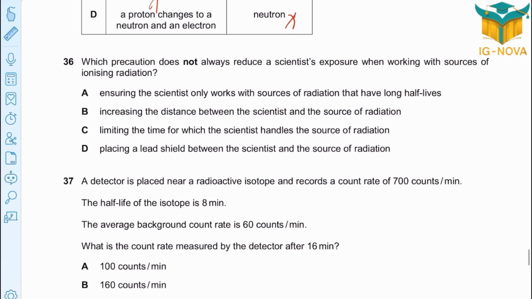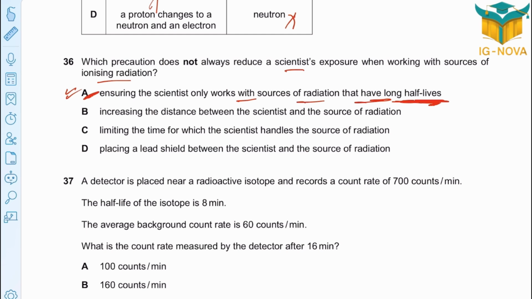Question 36. Which precaution doesn't always reduce scientist exposure when working with a source of ionizing radiation? Let's see. Ensuring the scientist only works with sources of radiation that have longer half-lives. Actually, we can detect that, because some have a half-life of just a few minutes. For that, this may not work properly.